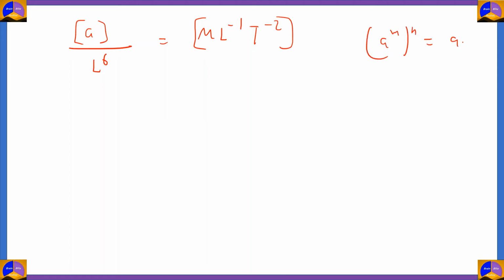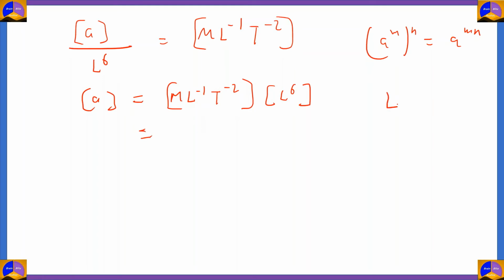On further calculation, you'll get the formula of A divided by L raised to 6 is equal to M L raised to minus 1 T raised to minus 2, because A raised to M whole raised to N is equal to A raised to Mn. That is applied to L. And now we take L raised to 6 to the right hand side. So basically we have A is equal to M L raised to minus 1 T raised to minus 2, and then L raised to 6.